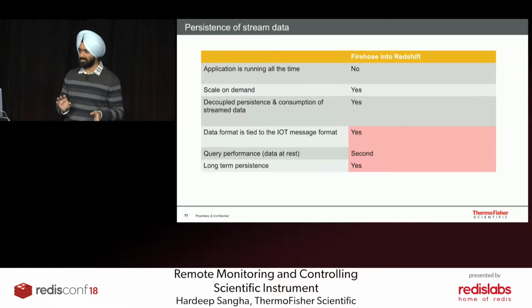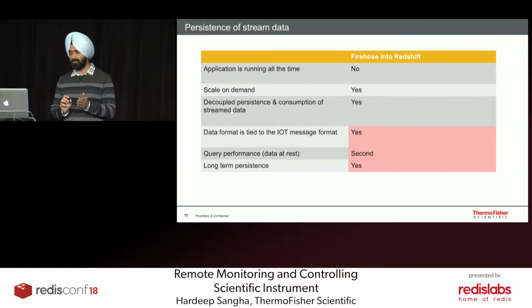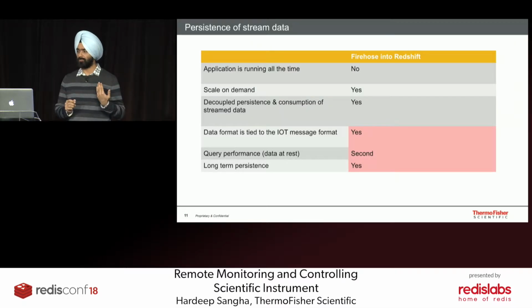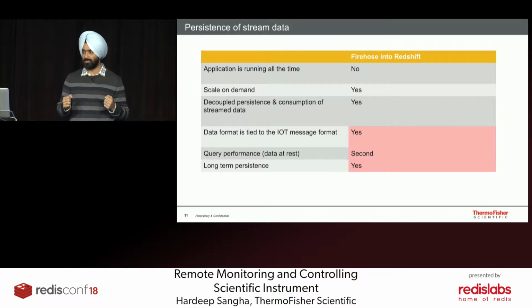Does it decouple the persistence from the data that's coming in, as it's consumed by the applications? That could be your mobile remote monitoring app, that could be your web app or some other app. Yes, it does decouple. When we started, the data is tied to the IoT message. So whatever you're generating on the device is what's being sent to you, and then you could do some level of extractions. Now, remember, they have introduced this Lambda piece, so you could do some level of transformations now.